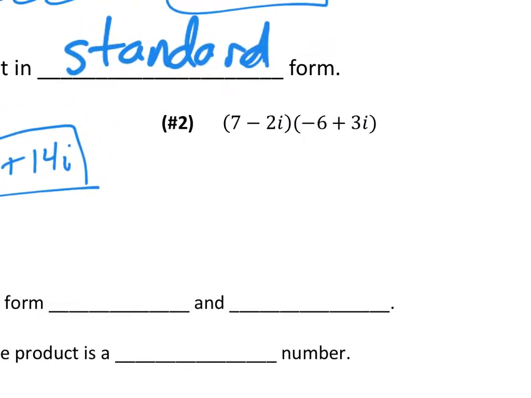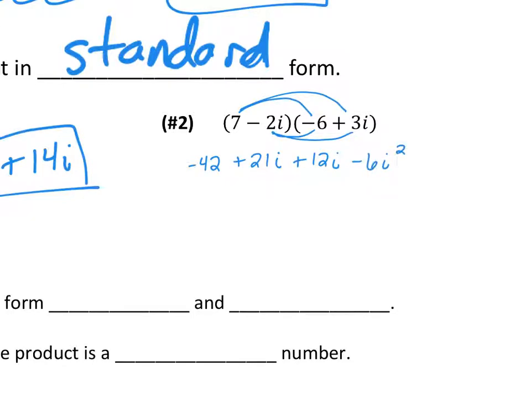Number 2, we have to FOIL. So first is 7 times -6, which is -42. Outside, 7 times 3i is positive 21i. The inside is -2i times -6, which is positive 12i. And then the last terms are -2i times positive 3i, which is -6i squared.